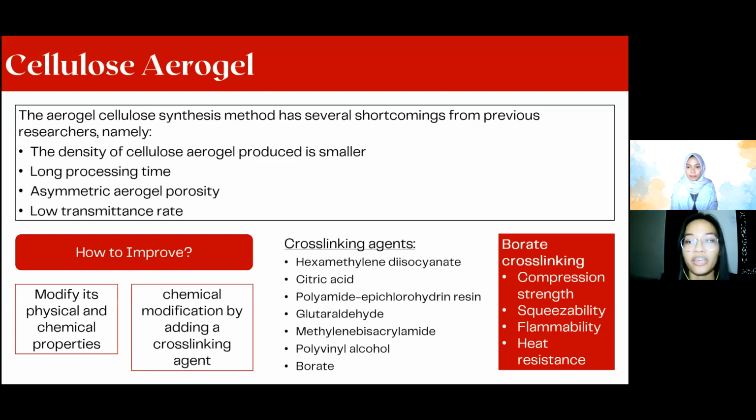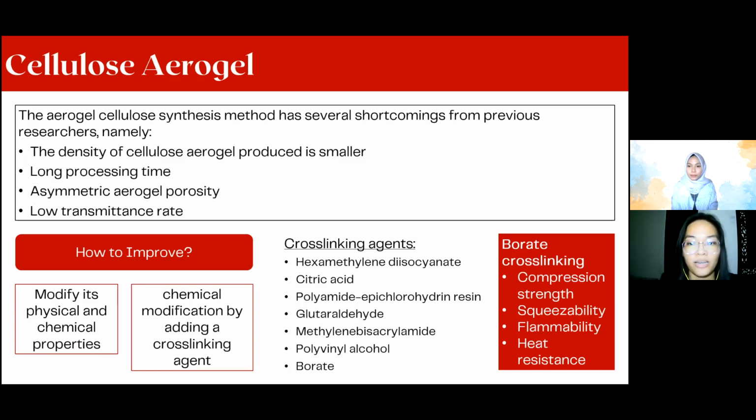The physical modification includes the strategy of introducing various inorganic particles such as montmorillonite, etc., into the cellulose-based framework to strengthen the mechanical properties of the aerogel. However, due to the incompatibility between inorganic particles and cellulose, the aerogel structure is damaged, resulting in aerogel aggregation. Chemical modification is needed by adding a cross-linking agent.